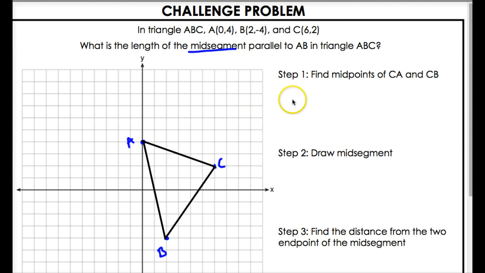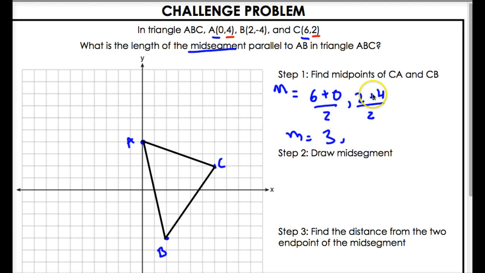So the midpoint of CA, well, remember we just add our x's divided by 2 and add our y's and divide by 2. So the midpoint of CA is going to be equal to 6 plus 0 divided by 2, comma, 2 plus 4 divided by 2. That's just adding our x's and adding our y's. So 6 plus 0 is 6, divided by 2 is 3. Once again, 2 plus 4 is 6, divided by 2 is 3, so our first midpoint is at 3, 3. That's the midpoint of CA.